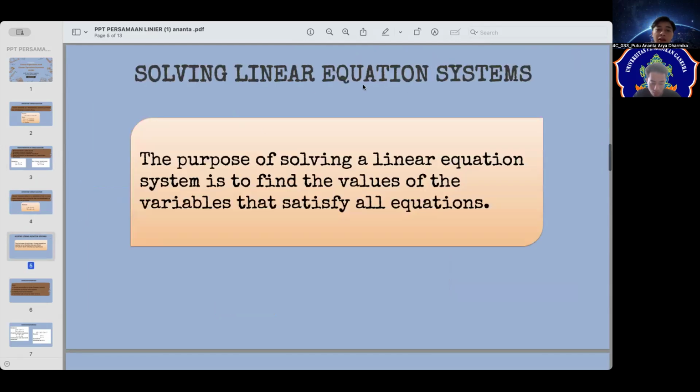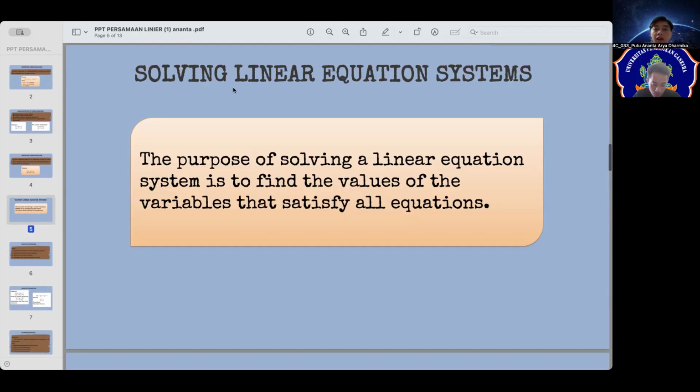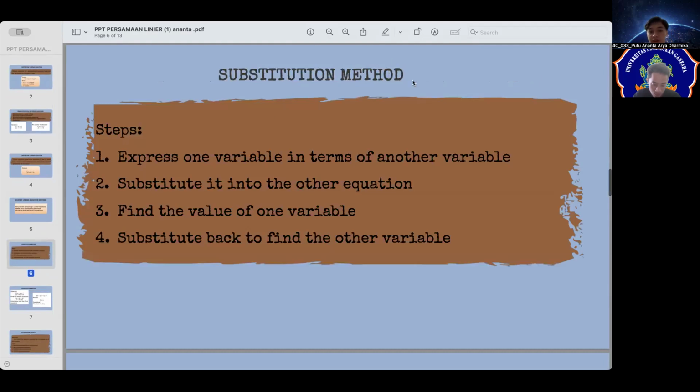Next material is solving a linear equation system. The purpose of solving a linear equation system is to find the values of the variables that satisfy all equations. So we must know the methods of solving a linear equation system. The first method is the substitution method.